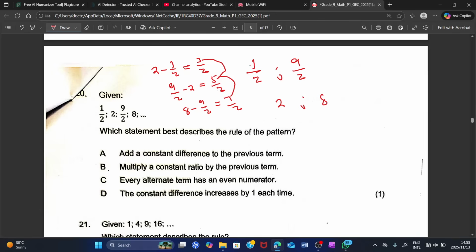Yes, I think there is a difference. Though it looks like a higher order question, the second difference we're having 3 over 2, 5 over 2, 7 over 2. And these ones, their difference is 1. So these ones are increasing by 1, if you check. So the answer is D. The constant difference increases by 1 each time. Oh, yeah. They want to kill our grade 9 learners here.